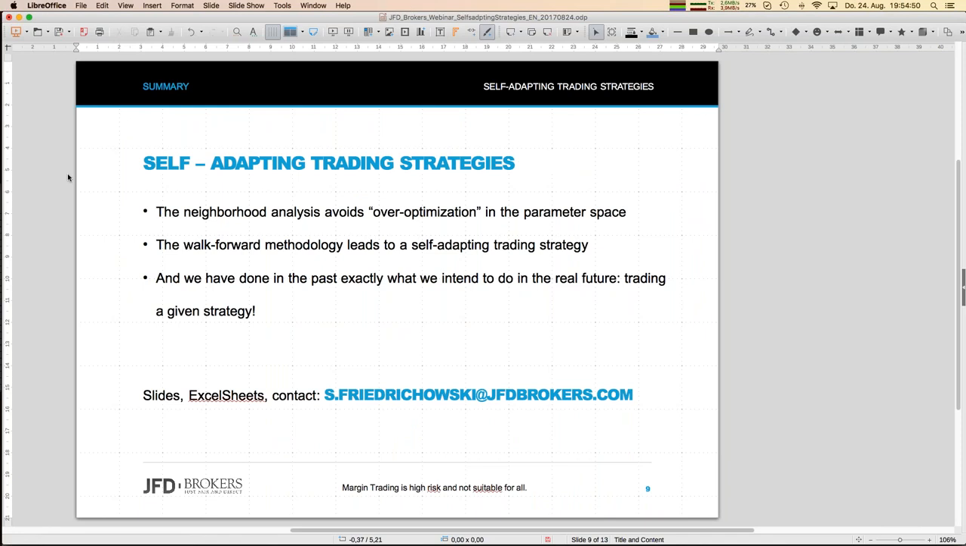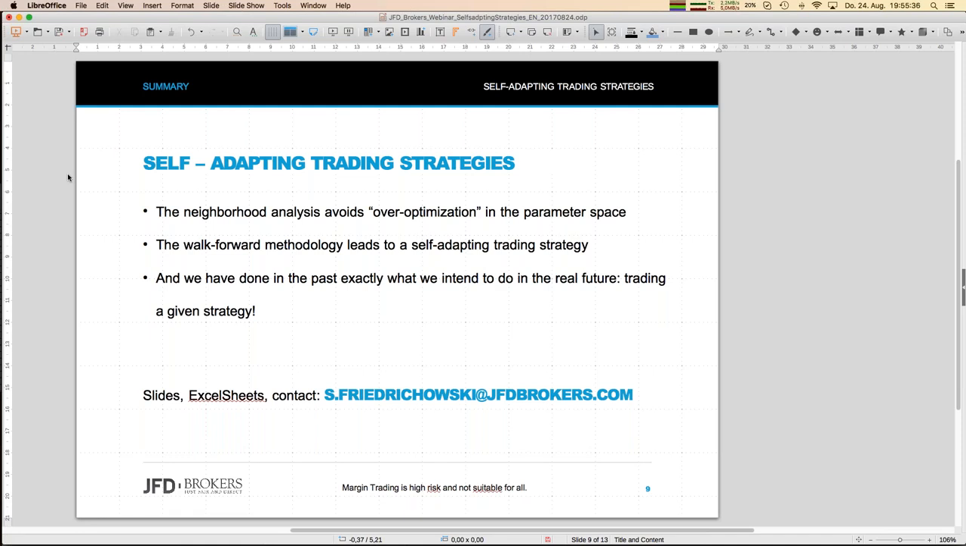So we talked today about self-adapting trading strategies, which is inherently something good. So that we don't have a strategy which sticks to its origin, just having a set of parameters and then does whatever for the next 10 years. No, we now have a methodology which adapts to, let's say, the last 2 years and looks at the results and tries to track down the new rules. And that is what is done with that walk forward methodology, which I described today.